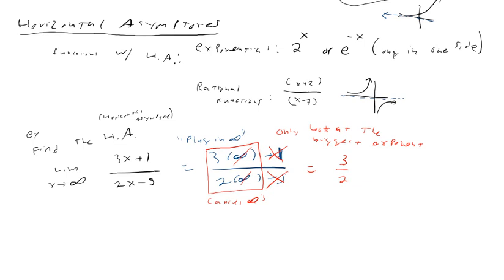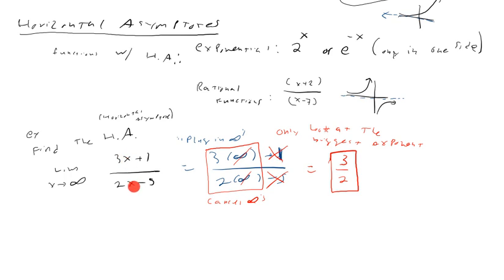3 divided by 2. I took my infinities. I looked at only the biggest infinity, only the biggest. I canceled them out because there's like 3 infinities up here, 2 infinities down here. Cancel it like a variable. And I just have 3 divided by 2. That's my answer. That is the horizontal asymptote.